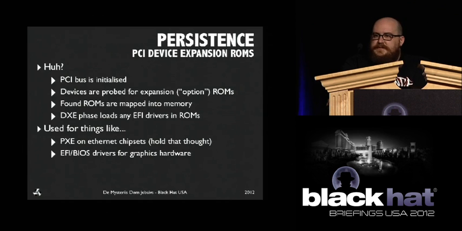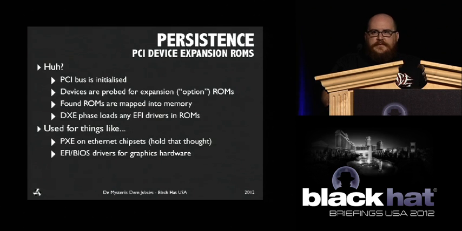So expansion ROMs are awesome because basically what happens is PCI gets initialized, and devices are probed for option ROMs. If they have an option ROM, their option ROM gets mapped into memory and it gets parsed for any drivers. You can store an EFI driver and a BIOS driver within an option ROM, which is also kind of neat. So you can have something that can attack legacy BIOS and EFI, which is pretty cool. And if you use EBC, if you're an EFI driver, you can own everything.